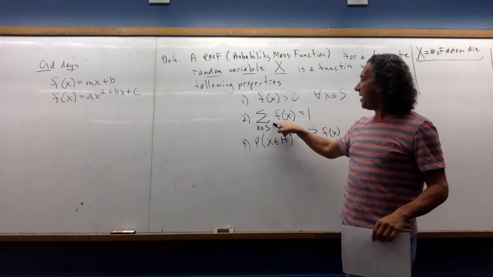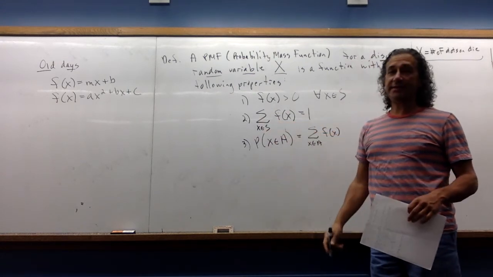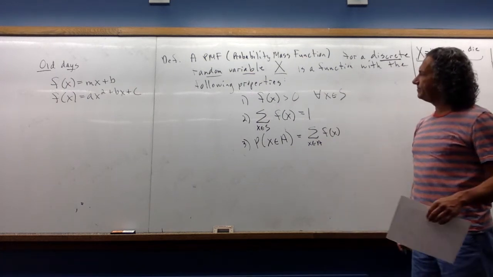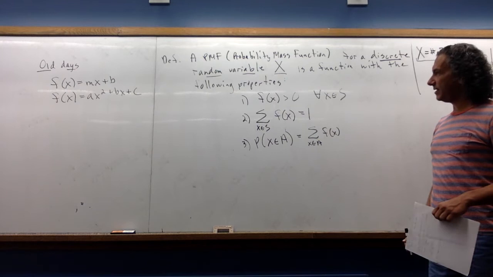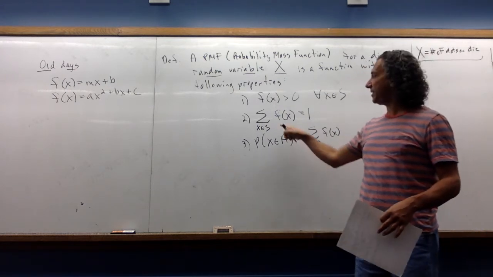The sum of the little f of x's over all x's in the sample space has to be 1. That also makes sense to me, and I wouldn't be surprised if it's in the definition, because we've talked about that.